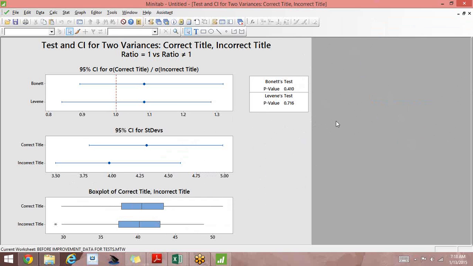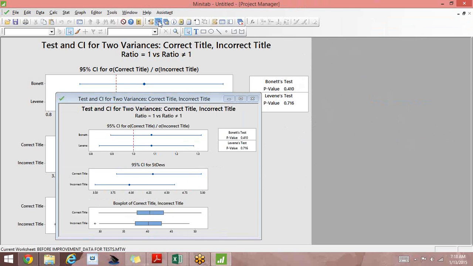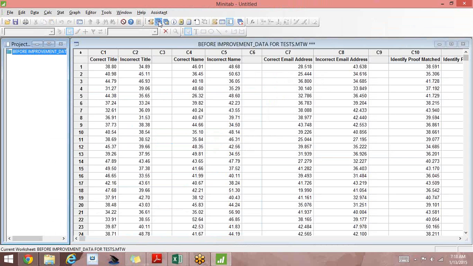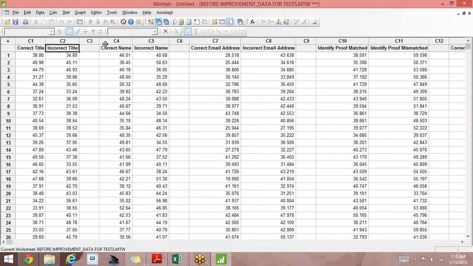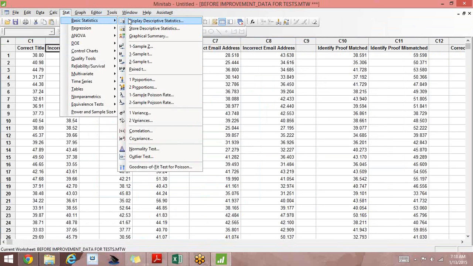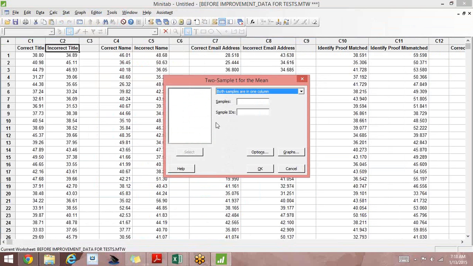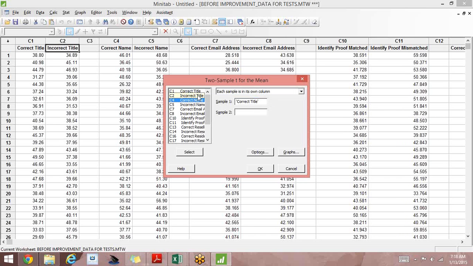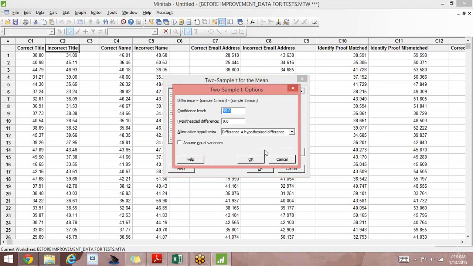So we are done with normality test and variance test. We found that variances are equal. If variances are equal, if you go back to the flowchart and check, we have to do two sample t-test assuming equal variances. Now what does assuming equal variances mean? I'm going to explain just in a minute. So all you need to do now is go to Stat, Basic Statistics, two sample t-test. Each sample is in its own column: correct title and incorrect title. If I go to options, there is an option to select assume equal variances. So I need to select this if the variances are equal.